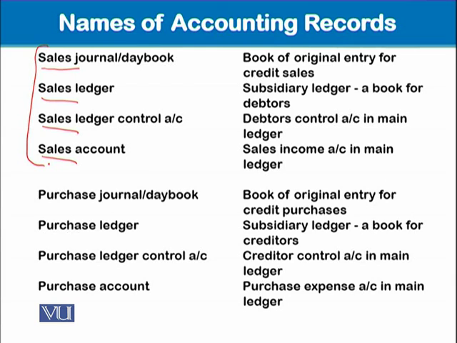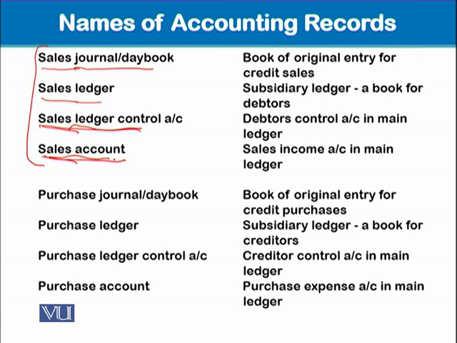So what to do? The sales ledger is in fact the subsidiary ledger. We call it the sales ledger for subsidiary ledgers in which we record individual debtor accounts. But when we say sales ledger control account, this is in fact the debtors control account appearing in the main ledger. And when we say sales account only, this sales account is in fact the sales income account, which represents the cash sales and credit sales. So you should not get confused on these similar names.